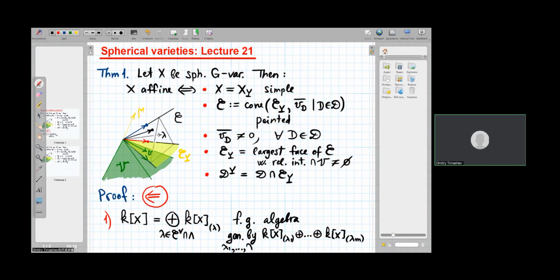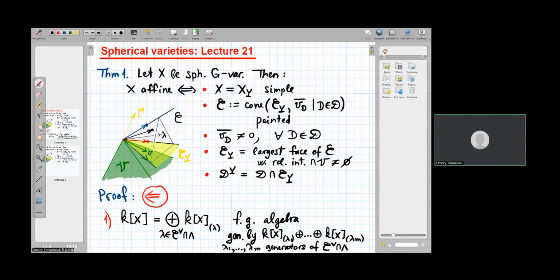Lambda m are generators of the semigroup of lattice vectors in the dual cone of C check intersect with lambda. So this is the application of Gordon lemma, right? The application of Gordon lemma is that this semigroup is finitely generated, so we can pick finitely many generators.